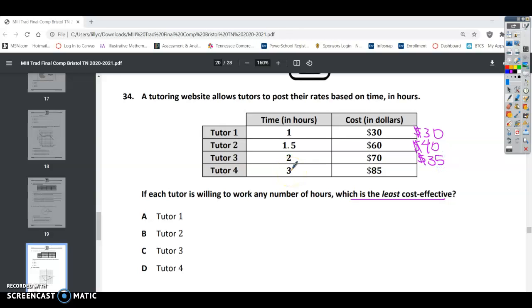And then 85 divided by 3 hours is $28.33 per hour. All right, so the least cost efficient means which one basically charges the most. All right, so the one that charges the most per hour is $40 an hour, or tutor 2. So the answer to number 34 is B.